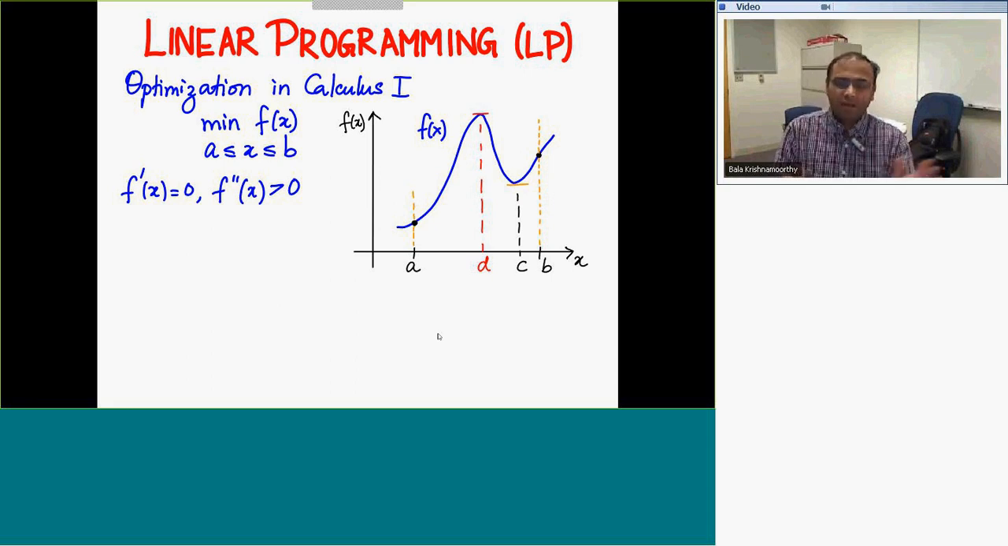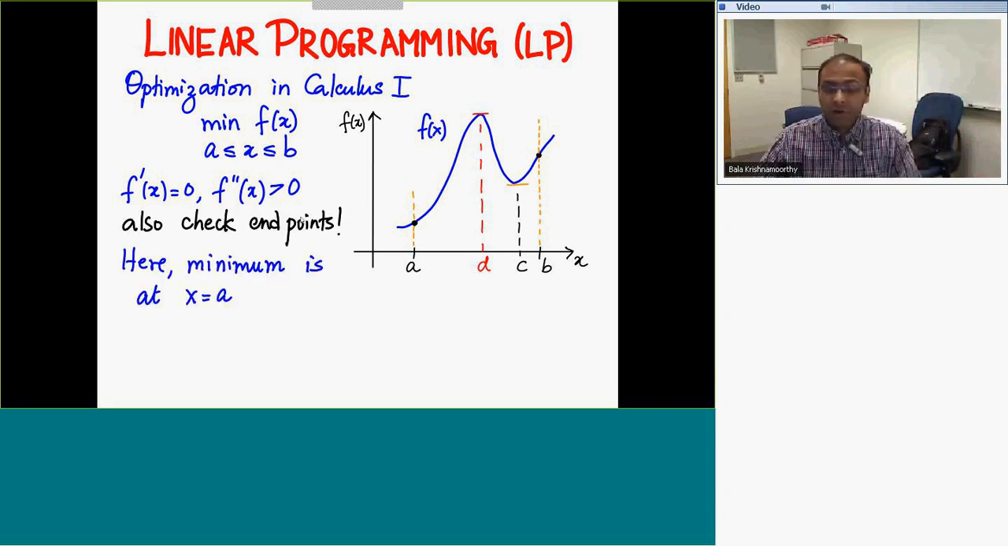In optimization, in your first calculus classes, you find the minimum of a function in one variable over an interval a to b, let's say. You take the critical points, where the first derivative is 0 and the second derivative has to be strictly positive. As your instructor would have told you, you also have to be careful and check the endpoints. So in this case, for instance, the min should be at one of the endpoints and not at the critical point. So here it happens to be a local min.